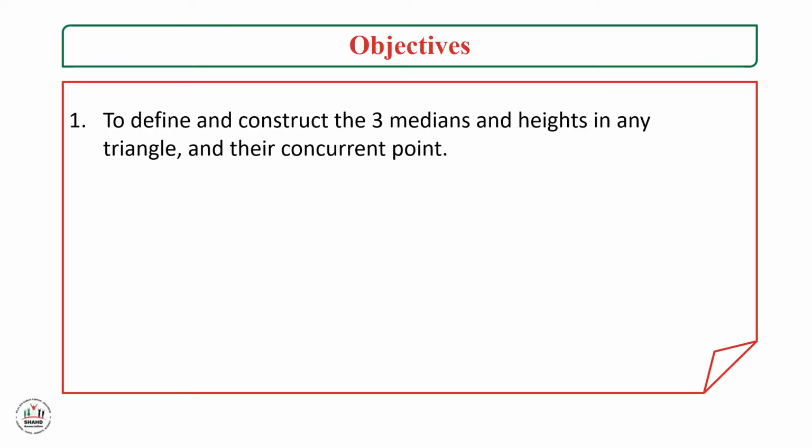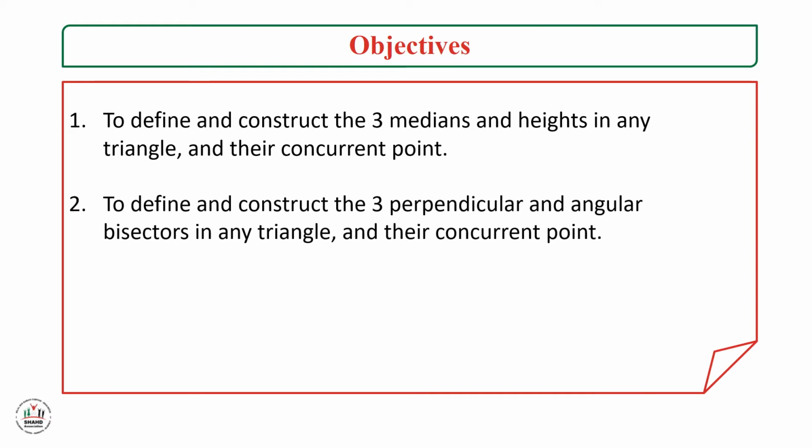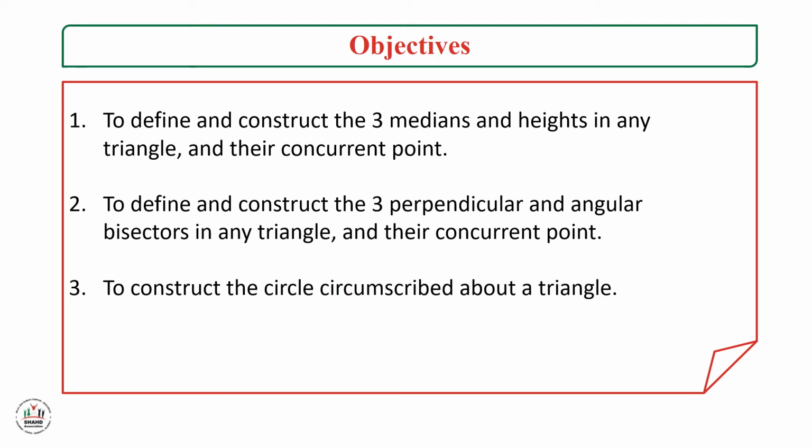Our objectives for this lesson are to define and construct the three medians and three heights in any triangle and their concurrent point, to define and construct the three perpendicular and angular bisectors in any triangle and their concurrent point, and finally you will be able to construct the circle circumscribed about a triangle.